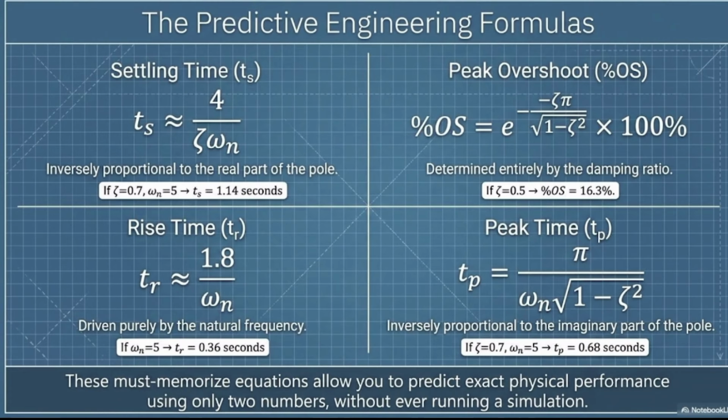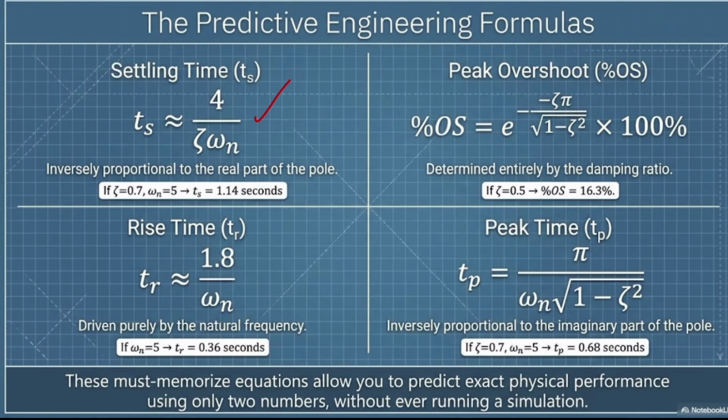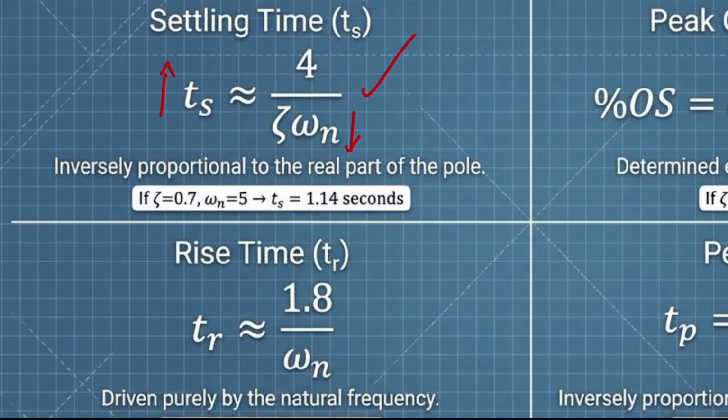The very first one is about the settling time, meaning how much time it takes for my system to reach, as you can see over here, that steady state part. It's going to be 4 divided by zeta times omega n. If you remember, if our omega n is small, the TS is going to be high. Means that if omega n is small, it will take more time for my system to reach the steady state.